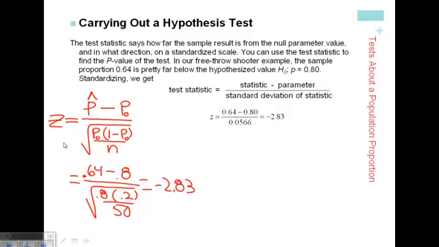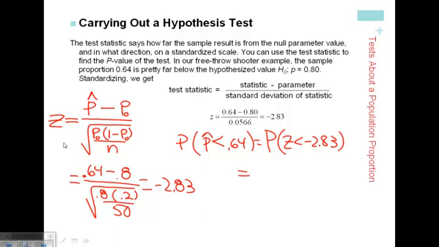Well, let me summarize what we've done so far. We're trying to calculate the probability that a p-hat would be less than 0.64. No, less than or equal to. It really doesn't matter. And what we're going to say is that's the same as the probability that a z-value would be less than negative 2.83. And then we say, and Abby, you ready to give me the number? 0.0023.